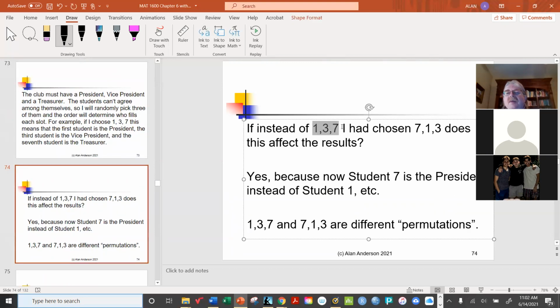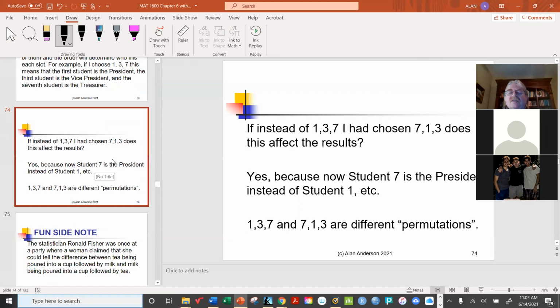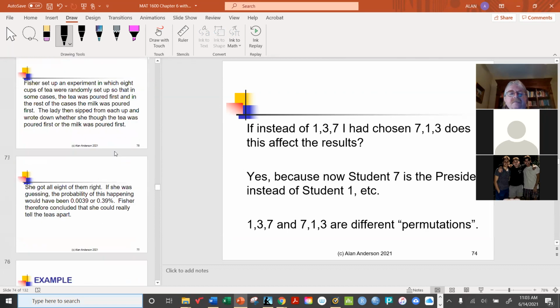Instead of 137, I picked them as 713. Now they're the same three students, but look what happened. Now it's student number 7 who's the president, student number 1 who's the vice president, and student number 3 is the treasurer. And that clearly is very different than what I had in the first place. So now all of a sudden the order of selection matters. And so each possible selection is referred to as a permutation instead of a combination.